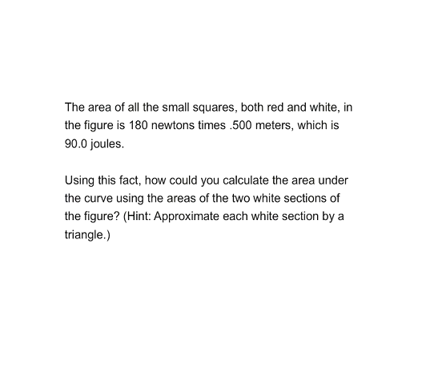The area of all the small squares, both red and white, in the figure is 180 newtons times 0.500 meters, which is 90.0 joules. Using this fact, how could you calculate the area under the curve using the areas of the two white sections of the figure? Hint: approximate each white section by a triangle.